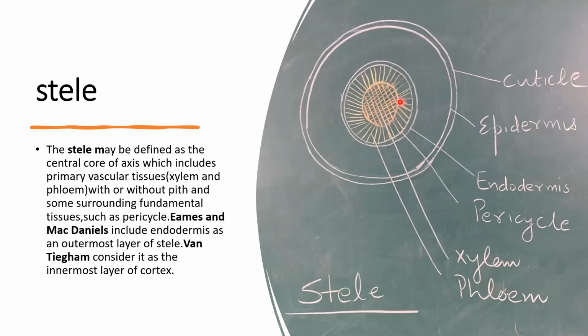Basically, if we see the structure of stele, this is the central part, called xylem, and this is surrounded by phloem, then pericycle and endodermis. Some scientists include endodermis into the stele, and some don't. Eames and McDaniels include endodermis as the outermost layer of stele. Van Tieghem considers it the innermost layer of the cortex. So basically, what is stele? It is the xylem surrounded by phloem tissue.